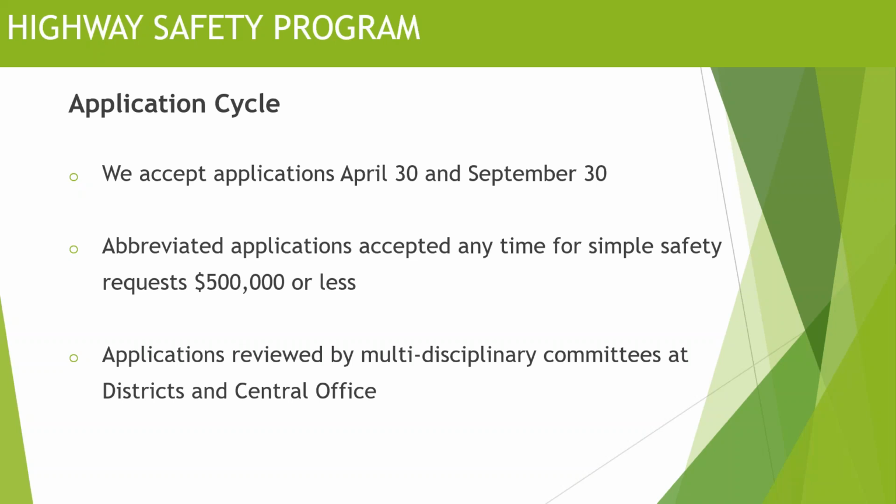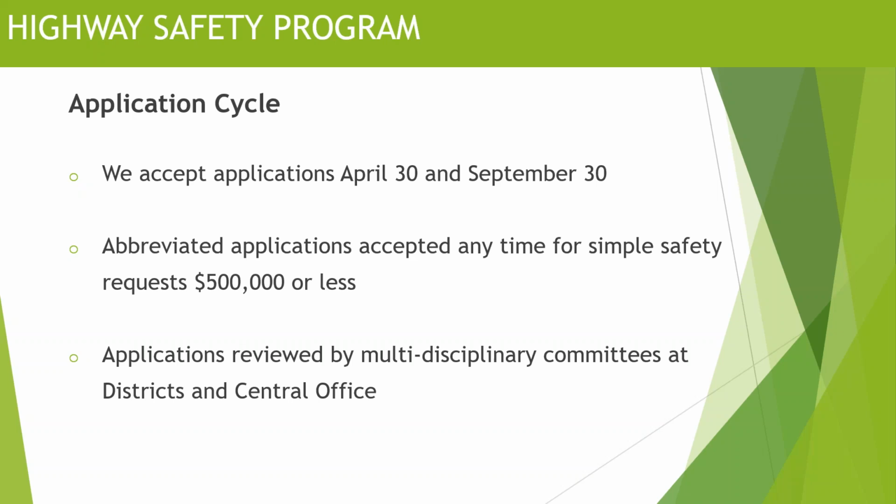Our application cycle happens, they're due every April 30th and September 30th every year, and in the months succeeding those, May and October, the committee will review projects and award funding. Smaller projects that only require an abbreviated application can be sent in any time throughout the year. These projects are typically $500,000 or less in construction costs, and to get any of these projects moving, the district has to get involved, and the district will be the ones officially applying for these funds on behalf of the local agency.